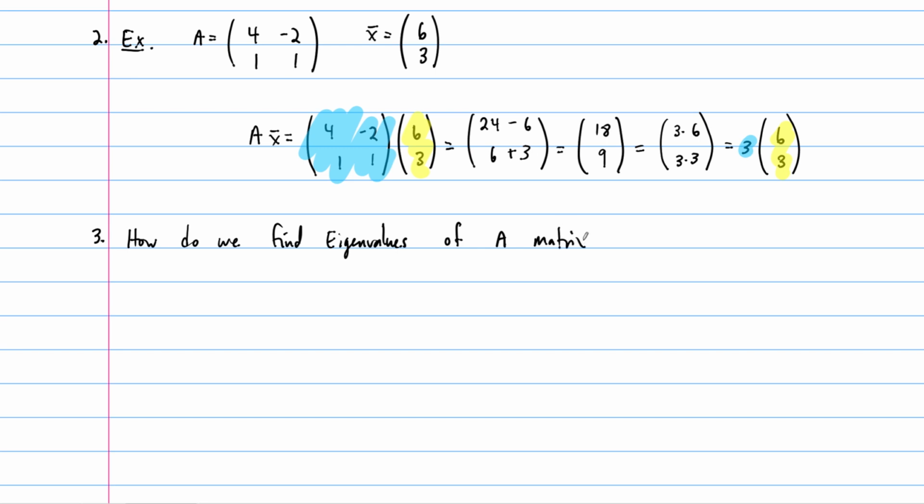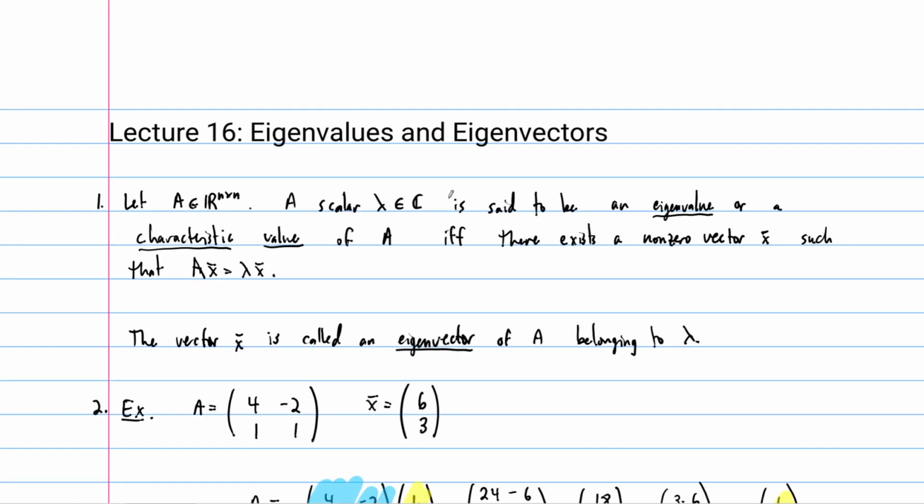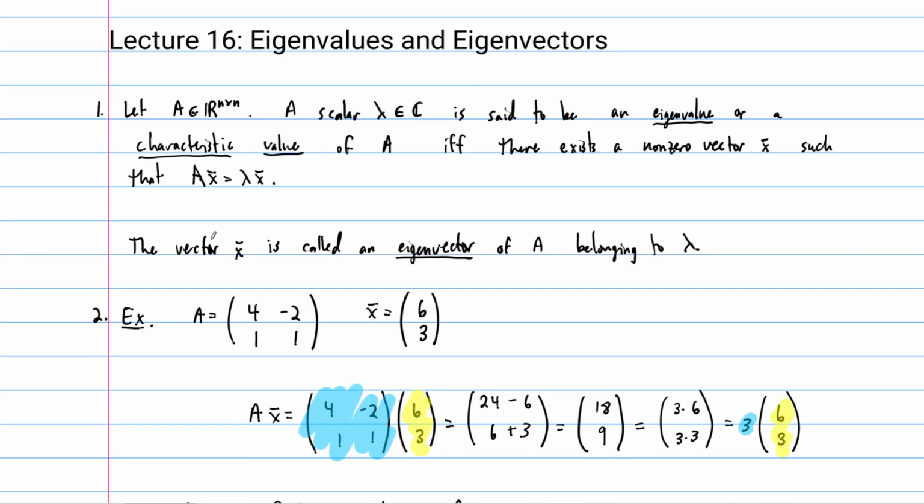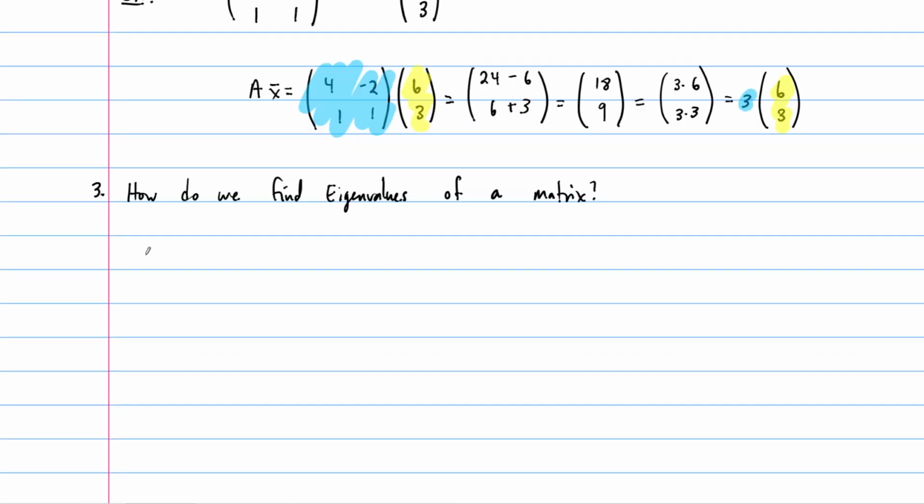So the answer is in the definition, right? Our definition up here said that the eigenvalues are numbers, scalars, lambda, for which A times x is equal to lambda times x, right? So we look at this equation. So the defining equation is, again, A times x is equal to lambda times x.